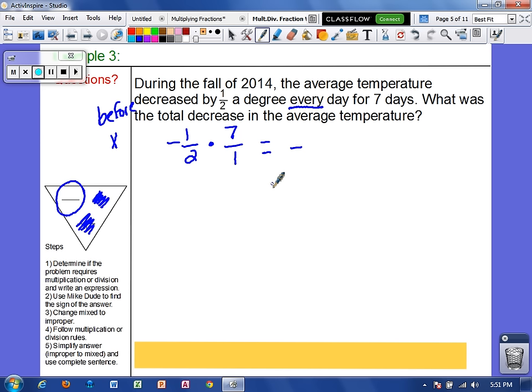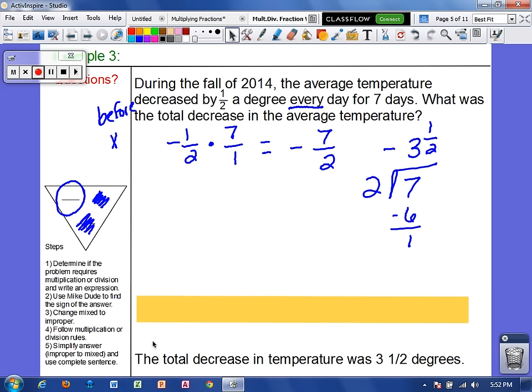Alright, we don't have any mixed numbers to change, so we move on to multiplying. 1 times 7 is 7, and 2 times 1 is 2. Alright, again, we have an improper fraction. So top dog goes in the house, and we know our answer must be negative. 2 goes into 7 3 times, which is 6, and I get a remainder of 1. So the total decrease is 3.5 degrees, and as a sentence, I would write that as the total decrease in temperature was 3.5 degrees. Take a moment to pause and write that down.